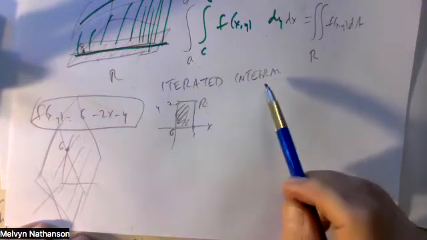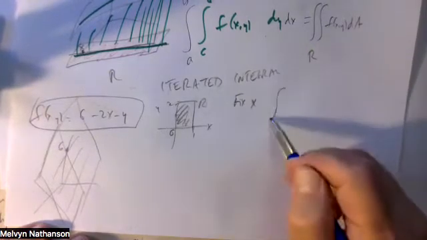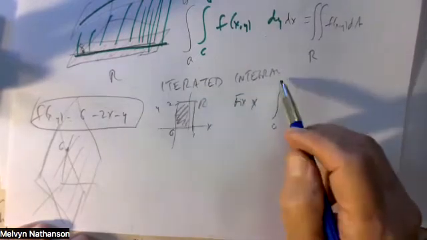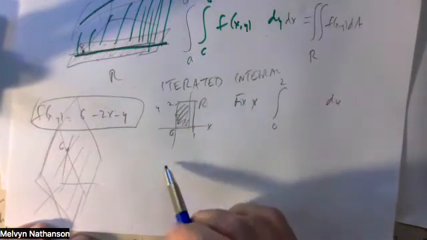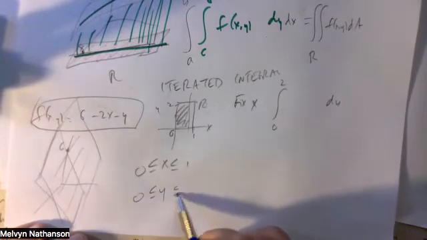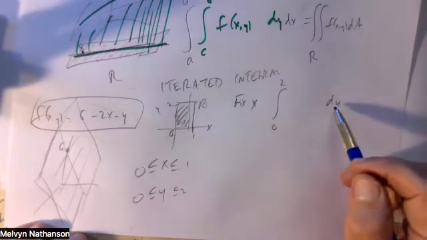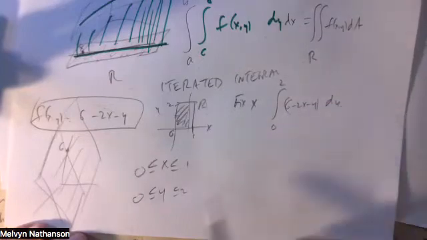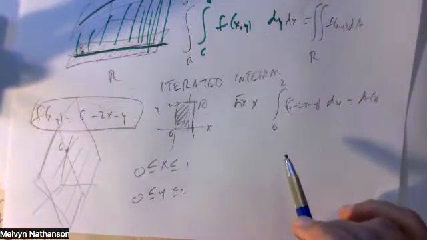Now, if you fix x, the integral, I'm integrating with respect to y, goes from 0 to 2. For this rectangle, x is between 0 and 1, y is between 0 and 2. So for each x between 0 and 1, if I integrate, I get the integral of 6 minus 2x minus y dy.